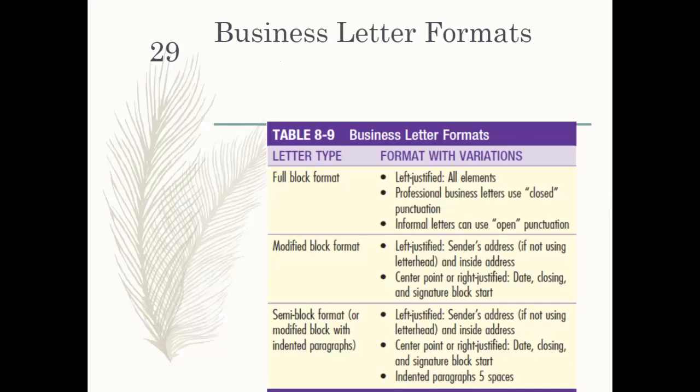So let's talk about business letter formats. A full block format: left justified all elements. Professional business letters use closed punctuation, and formal letters can use open punctuation. Modified block format: left justified sender's address if not using letterhead, and inside address. Center point or right justified date, closing, and signature block start. And I'll let you read the semi-block format.